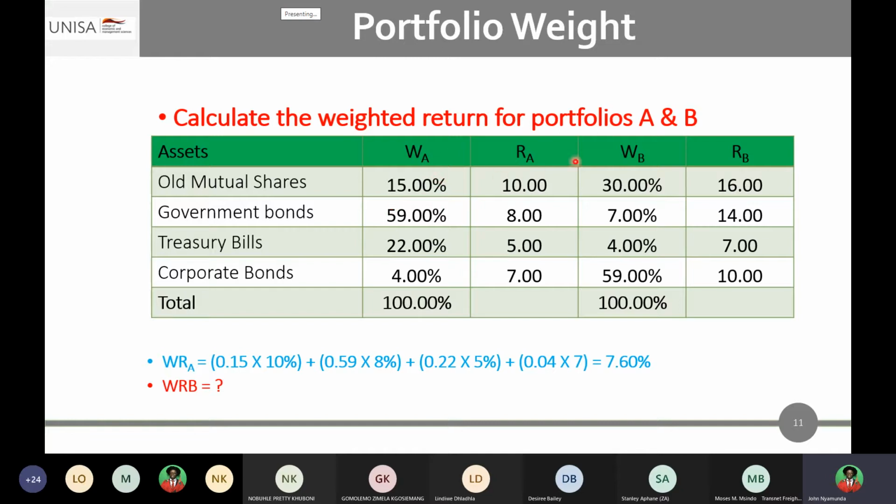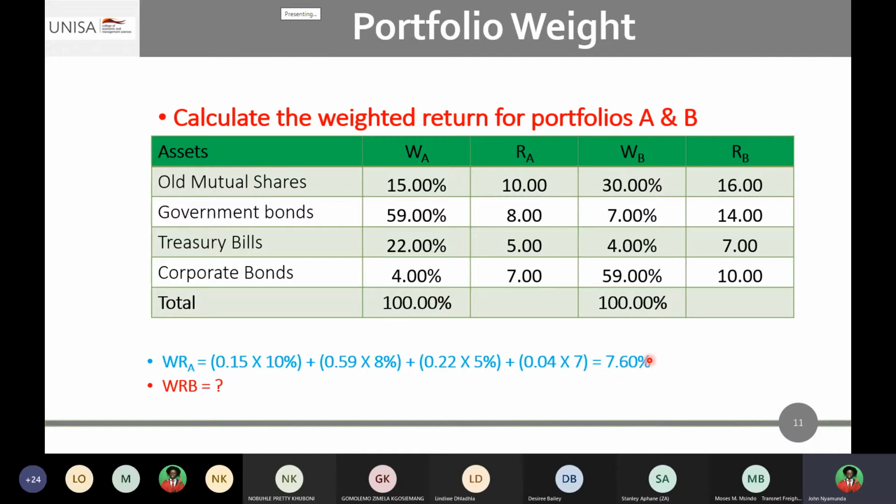So to find the weighted return for portfolio A, we go to the bottom here. We say 0.15 times 10, 0.59 times 8, 0.22 times 5, 0.04 times 7%. It gives you 7.6%. So we are multiplying this and this, this and this, this and this, this and this, and adding up the result, which gives us 7.6%.